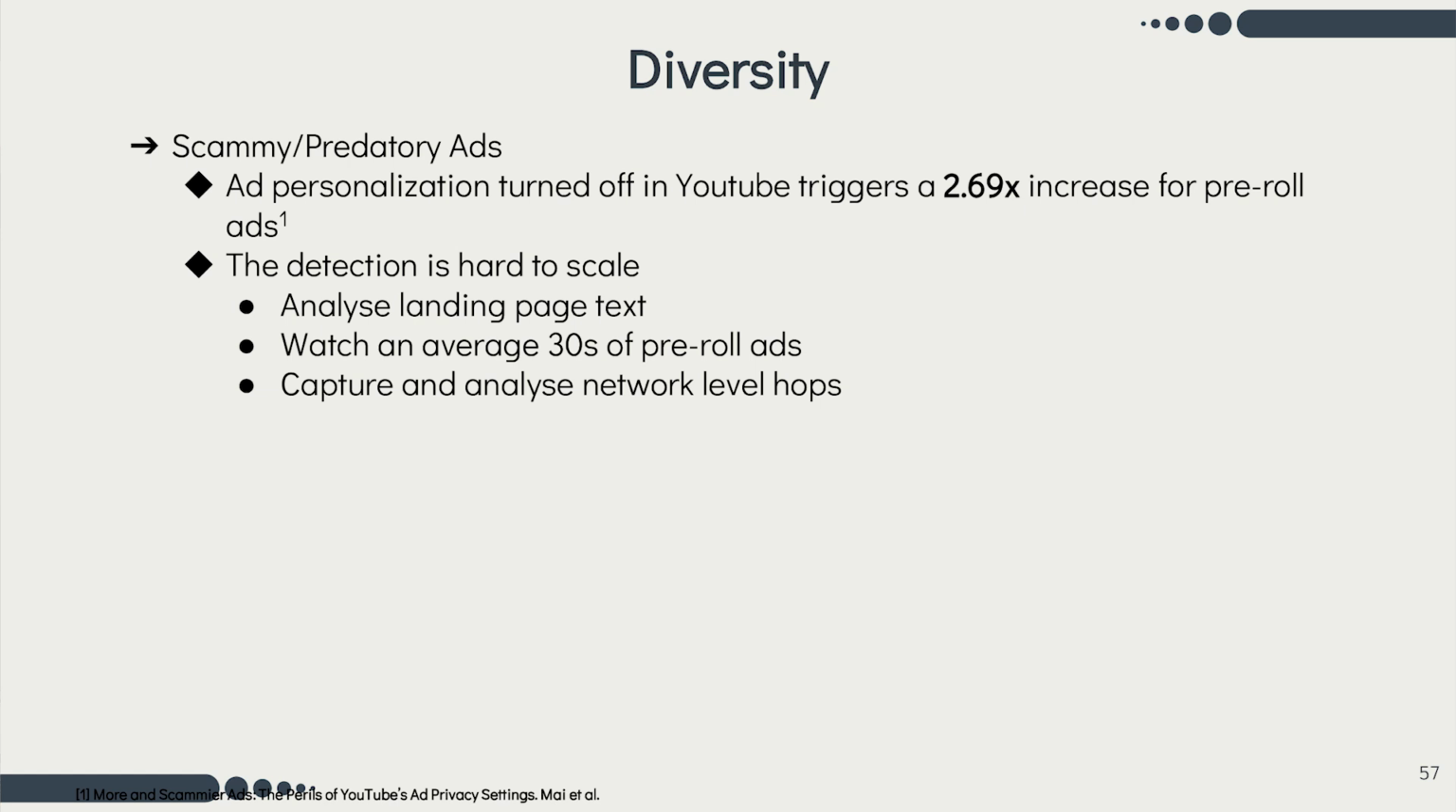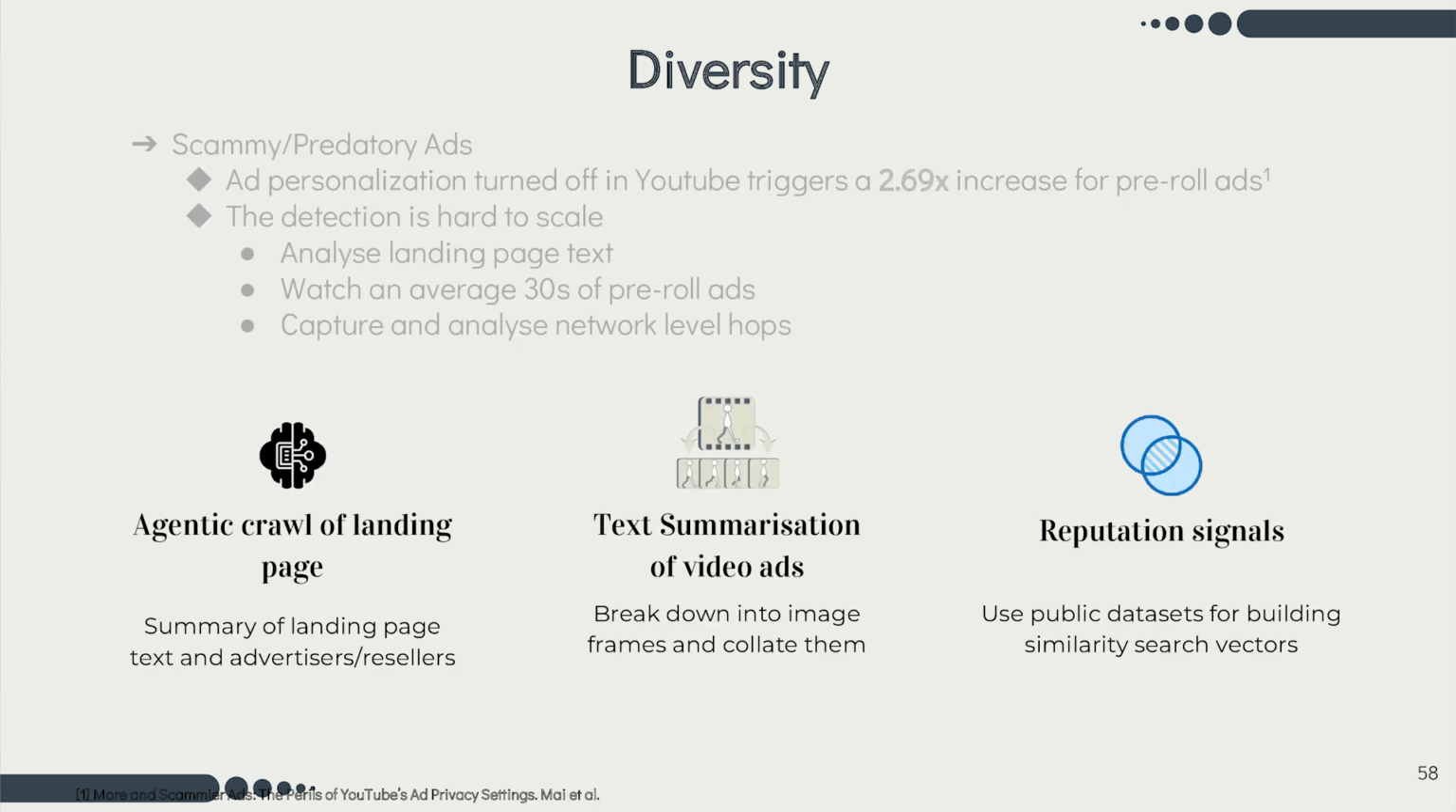You need to watch 30 seconds of pre-roll ad content, and you need to capture network level hops as well as look into the companies that are involved, if they are kind of legit companies or not. So the plan is to also automate this whole pipeline where we do an agentic crawl of the landing page. Basically, we summarize the landing page based on the text and the titles that are present over there, and also the advertisers and resellers that appear in the network hop. So we get one summarization from there.